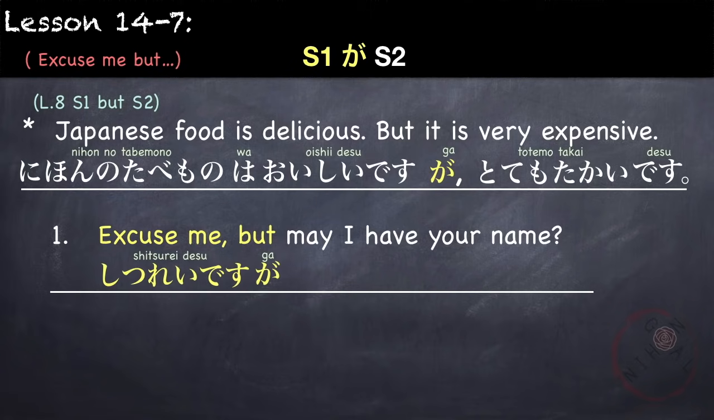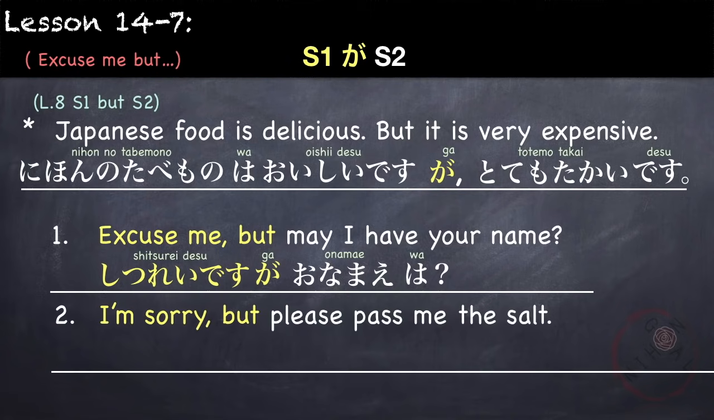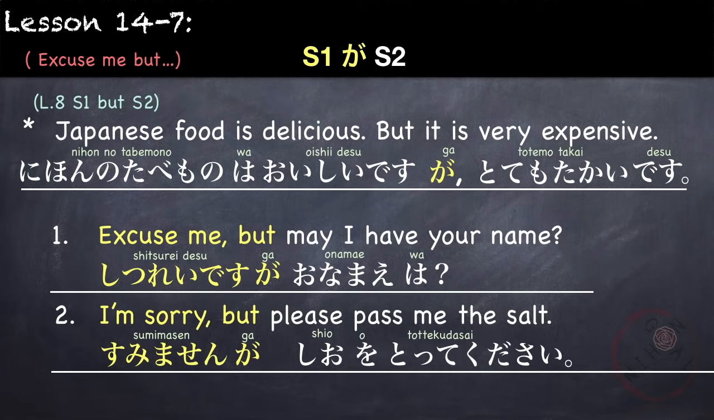失礼ですが, 失礼ですがお名前は? Another example, I'm sorry, but please pass me the salt. Or, excuse me, but please pass me the salt. すみませんが塩を取ってください。 So the main difference between 失礼ですが and すみませんが is that 失礼ですが is usually used to ask for information from the listener, such as their name or address, or 住所.